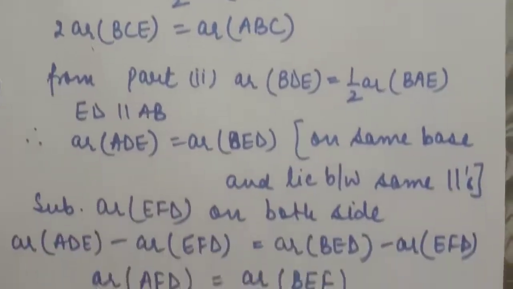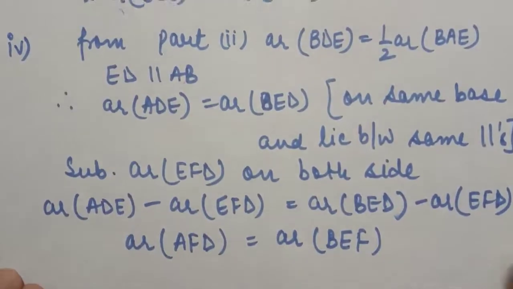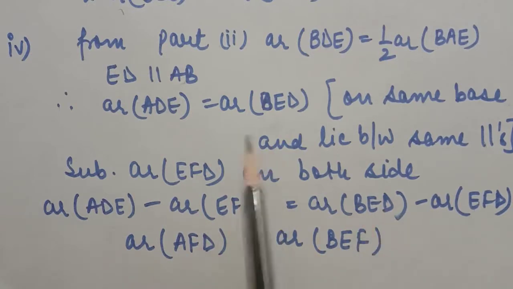So students, we will subtract area of EFD on both sides from this equation. So the remaining part is area of AFD is equal to area of BEF. This is our fourth part. So now we will switch to the fifth part of this question.